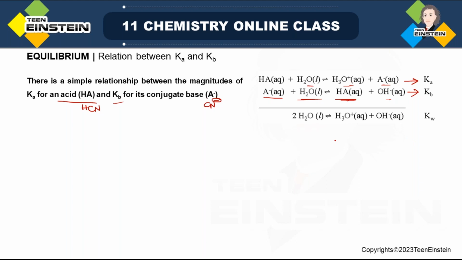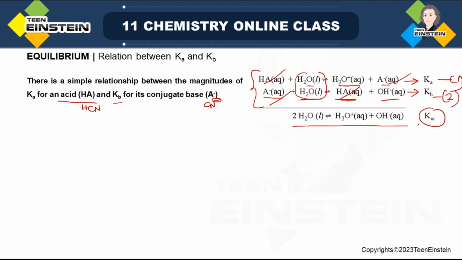Now the interesting thing is, when you add these two equations, some species cancel from both sides. See, this will be cancelled, right? Then HA, these two will also be cancelled. So now we are left with two H2O, one hydronium, one HO-. This is the final equation after adding equations 1 and 2. But look at this equation. This is nothing but the autoionization of water, and the dissociation constant for this equation is nothing but Kw.